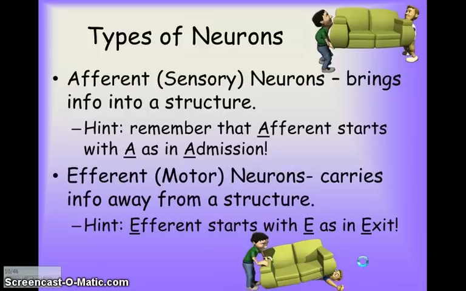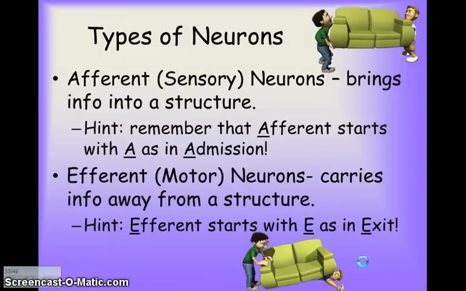Couple different types of neurons. One is what we call an afferent neuron. The other is an efferent neuron. Afferent, the one that starts with an A, those are basically sensory neurons. Think of it this way, your five basic senses bring information in to the body so that you can basically do something with it. So remember that afferent starts with an A, as in admission. We're going to admit info into the body.